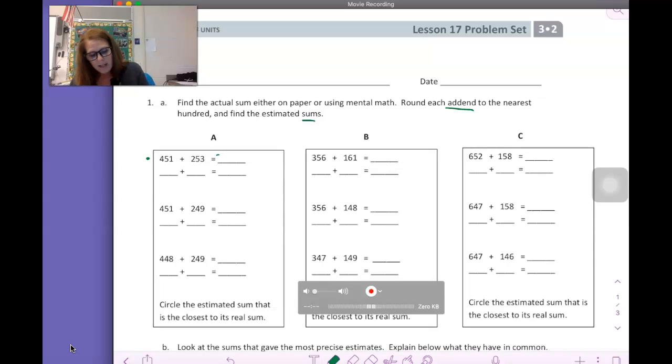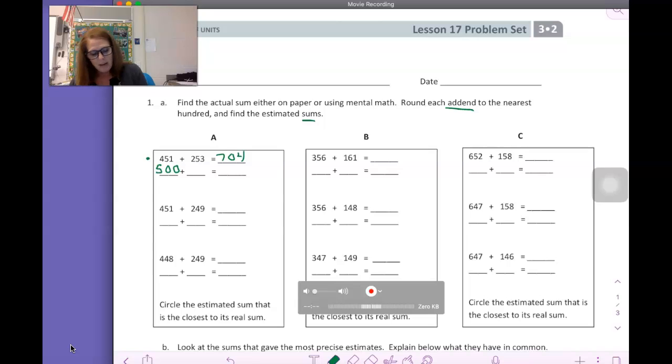Hopefully you got the answer 704. So now we're going to do the next part, which is round each addend to the nearest 100. So 451, what 100 is that going to round to? When I think of my vertical number line, the 100 before that is 400. The one after is 500. 450 is the midpoint. 451 is just above that. So we go up to the next 100. So 451 rounds to 500.